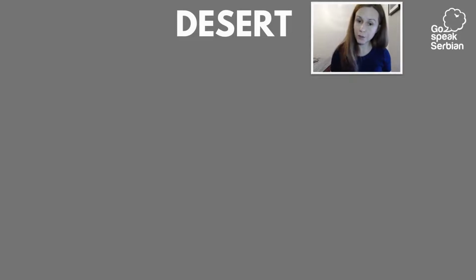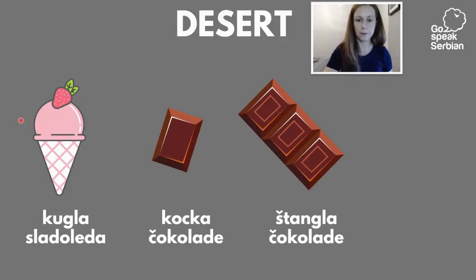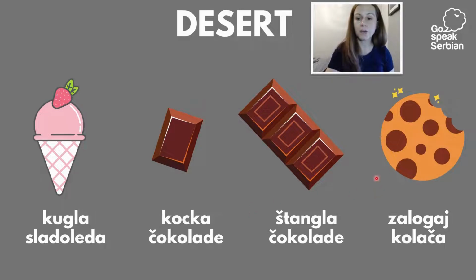So, while we are on the topic of something sweet, let's talk about desserts. Dessert in Serbian is desert. So, how do we measure different types of desserts? For example, we say kugla sladoleda, it's a scoop of ice cream. Kocka čokolade, cube of chocolate. Štangla čokolade, it's a row of chocolate in a chocolate bar. And zalogaj kolača, it's a bite of a cookie.